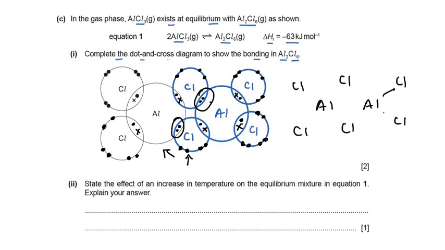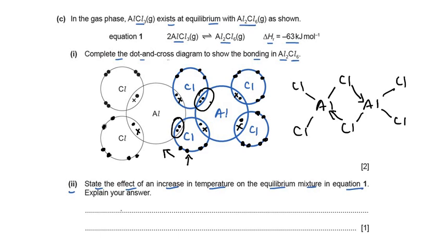These are the simple covalent bonds. One of them is also a simple covalent bond, but this bond is a dative bond, again a simple covalent bond. So this is how the structure should be. The dot and cross diagram should be drawn very carefully with 2 chlorine atoms at the center around the aluminium atoms. Now the next sub question 2 says, state the effect of an increase in temperature on the equilibrium mixture in equation 1.